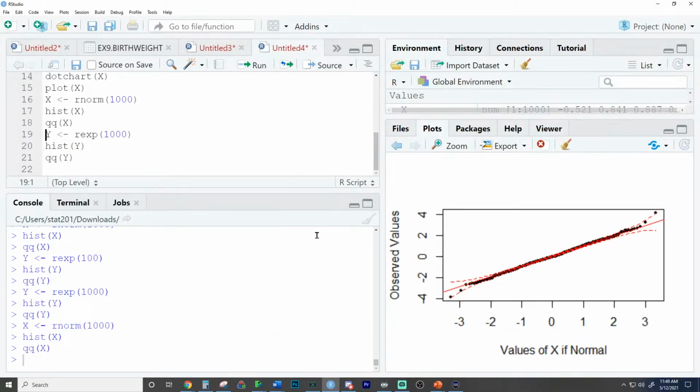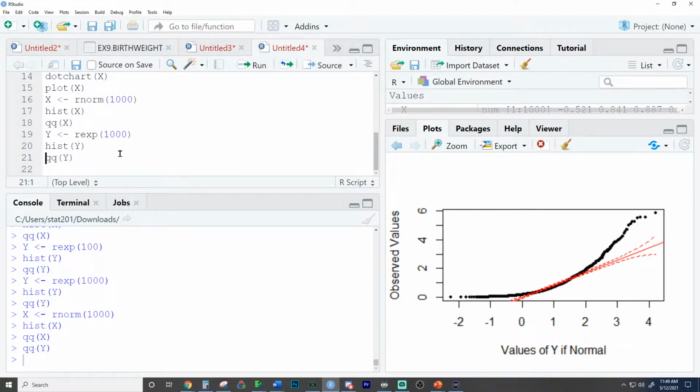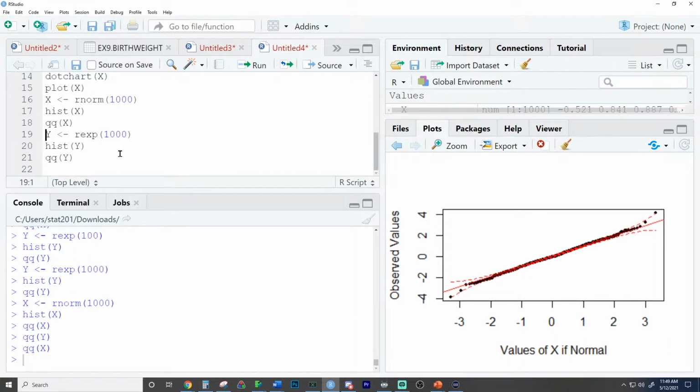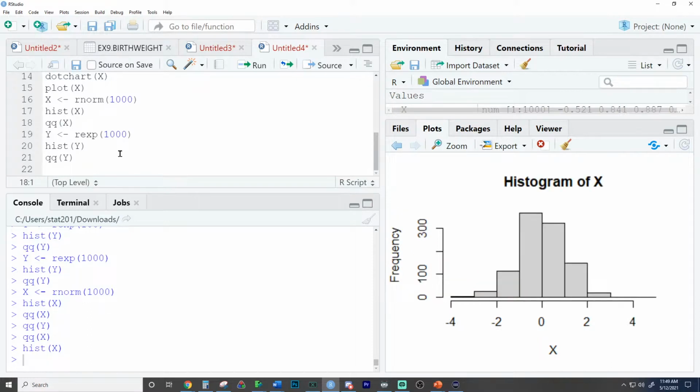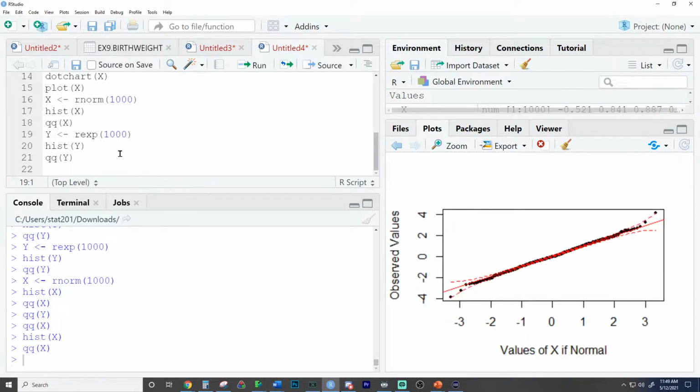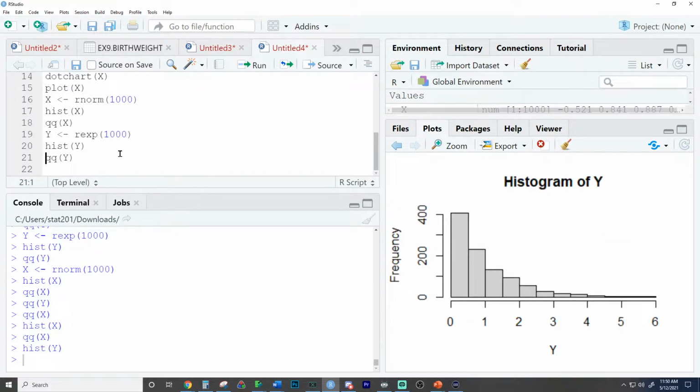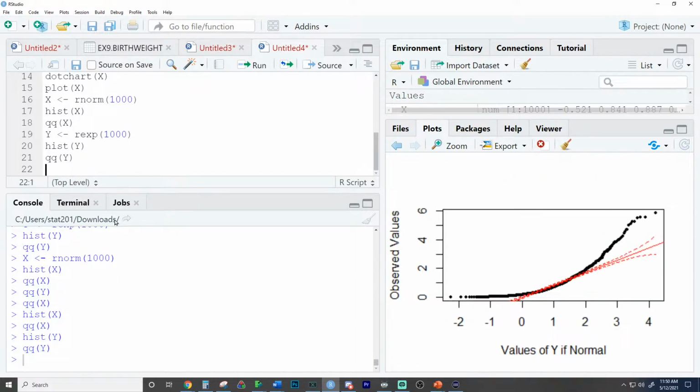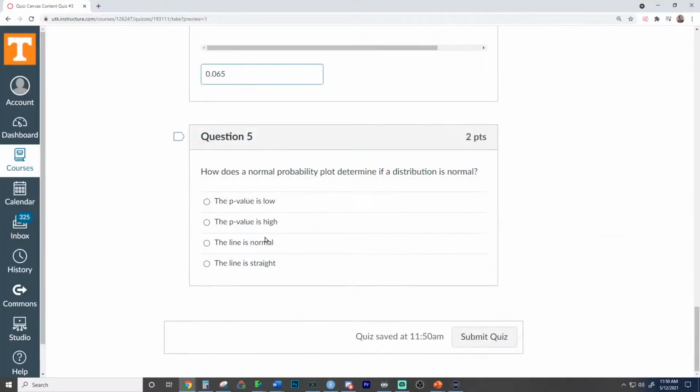And a great example of one that is not normal is something like this right here, which is ridiculous. That is not normal. This is normal. And this is a way to check for normality. When the histogram is unimodal and symmetric, that is normal, and the normal quantile plot or normal probability plot will look straight. When a histogram is very skewed, you will see a normal probability plot that does not follow a straight line. So the answer to this one, how does a normal probability plot determine if it's normal, is that the line is straight, and that should do it.